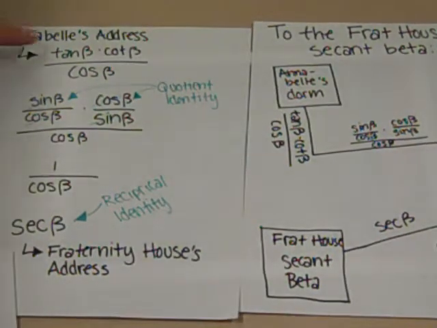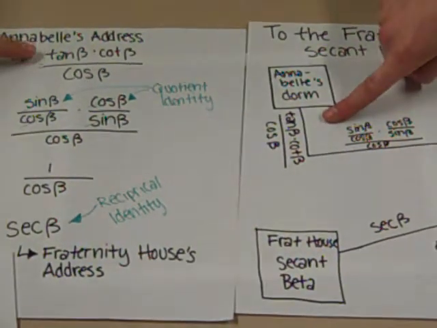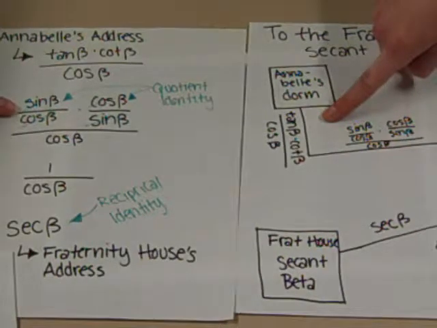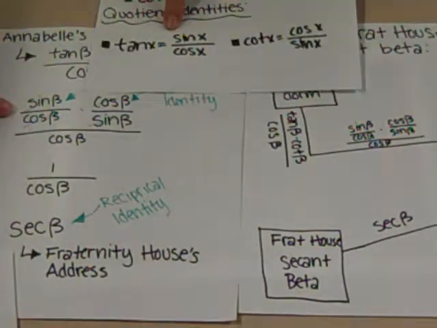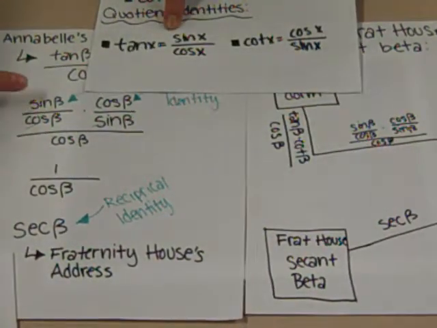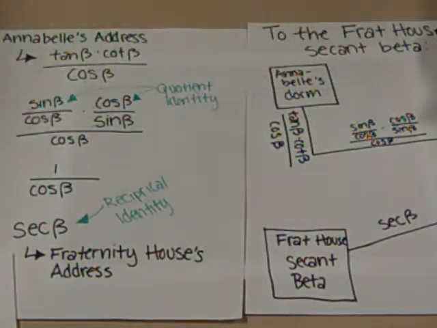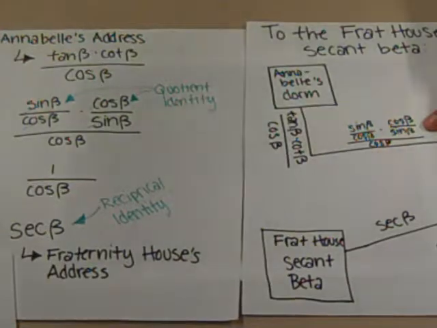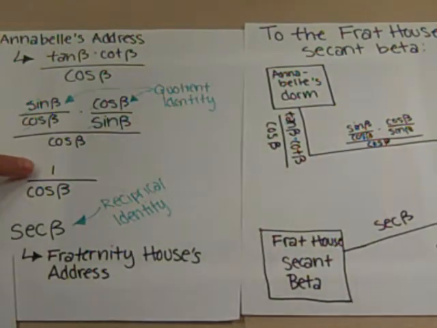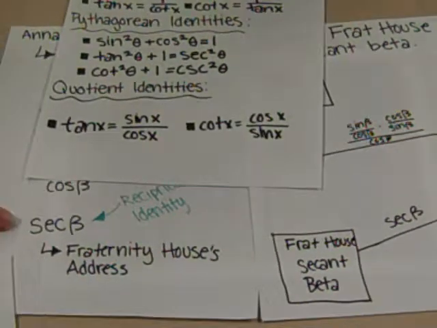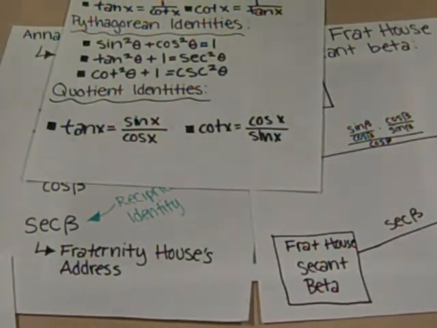So since we start at tan beta times cotangent beta over cosine beta, we can use the quotient identity to turn tan beta into sine beta over cosine beta and cotangent beta into cosine beta over sine beta. Multiplying those together, they cancel each other out to equal 1. We are left with 1 over cosine beta, and using our reciprocal identity, we get secant beta, which is the fraternity house's address.